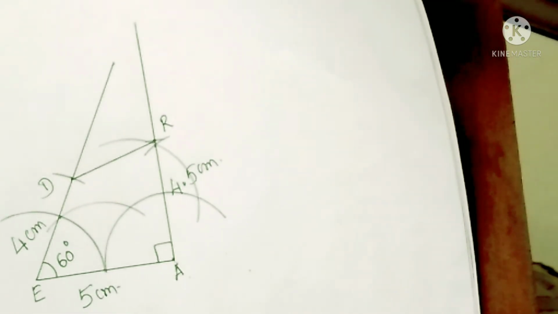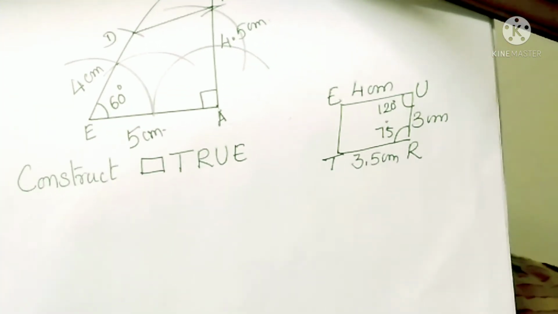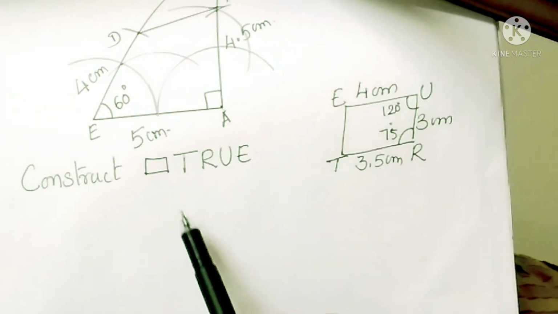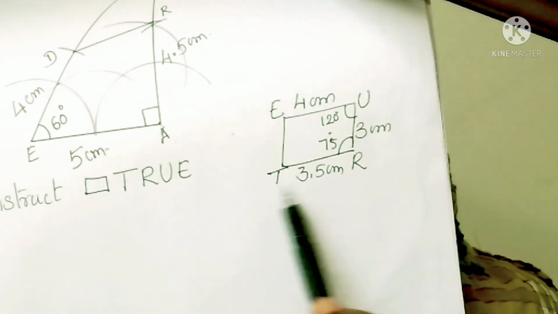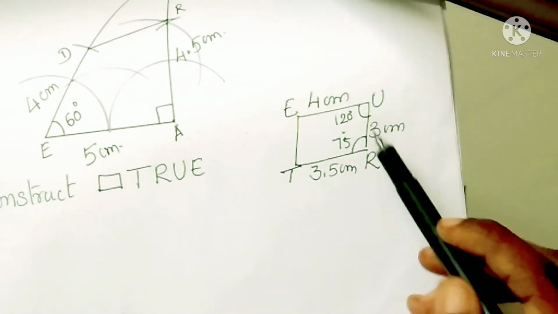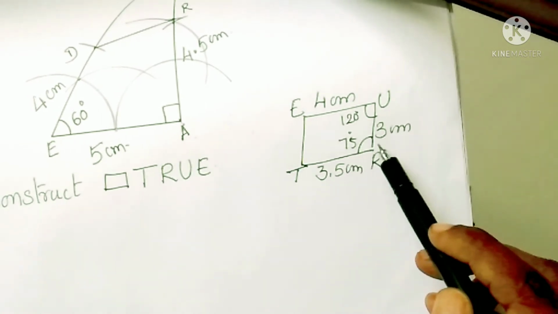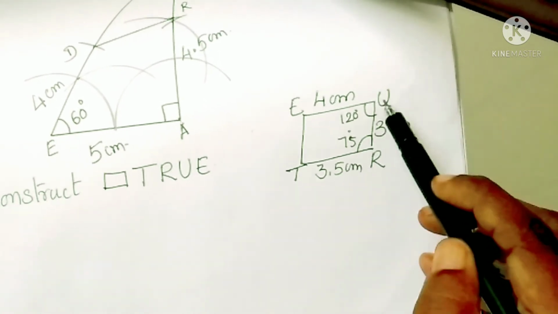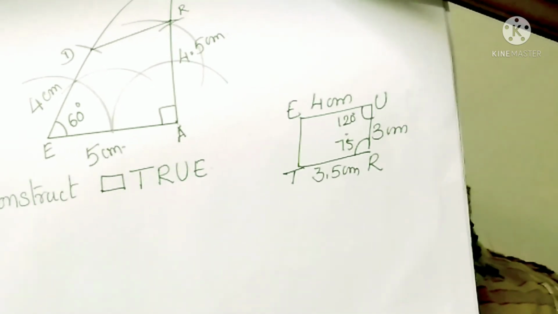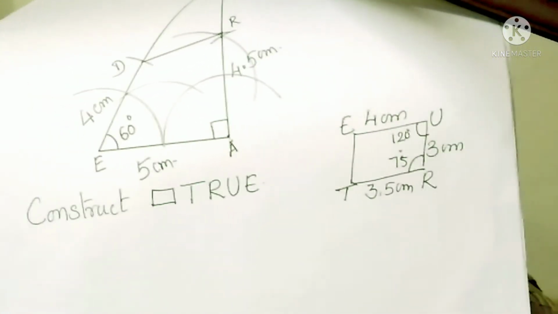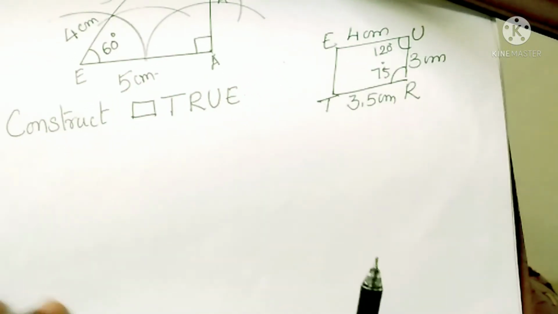See, in all the figures, after drawing the figure, I may not repeat in every question. You need to write the steps for construction yourself. Now, the next question is construct quadrilateral TRUE with TR 3.5 centimeter, angle R 75 degree, RU 3 centimeter, angle U 120 degree and UE 4 centimeter. The figure is similar to the one which we did just now.